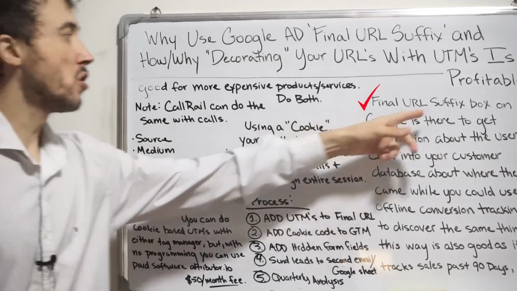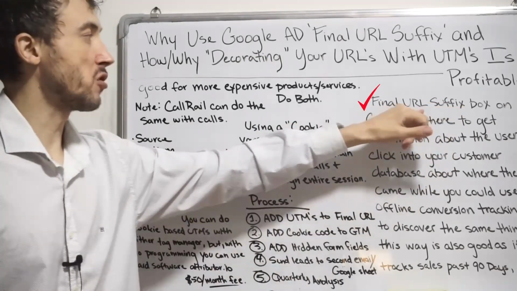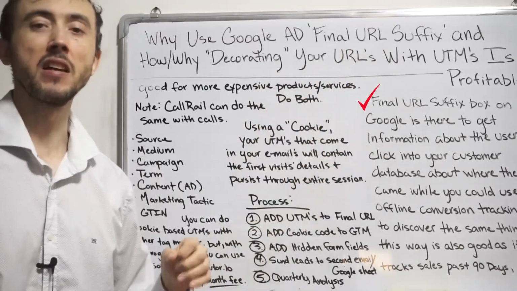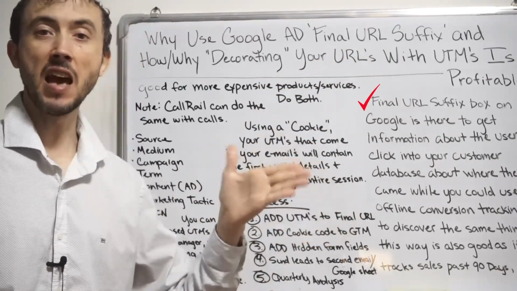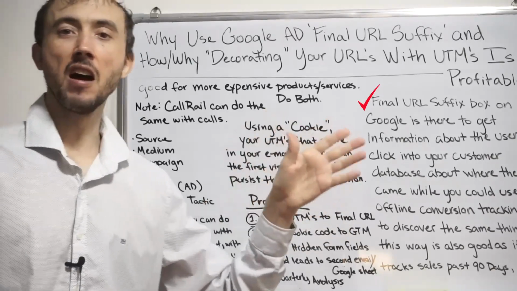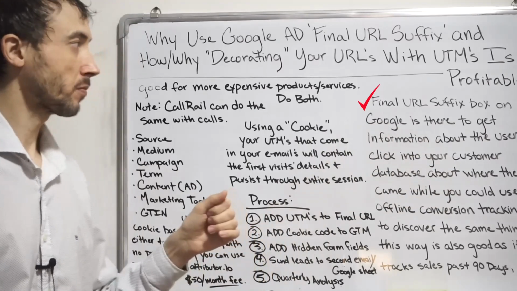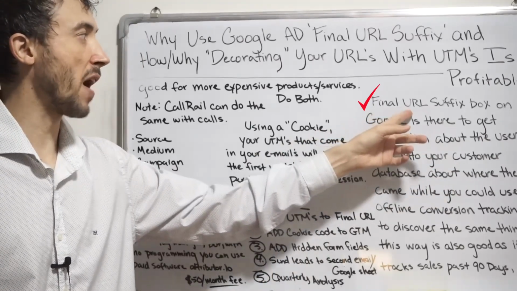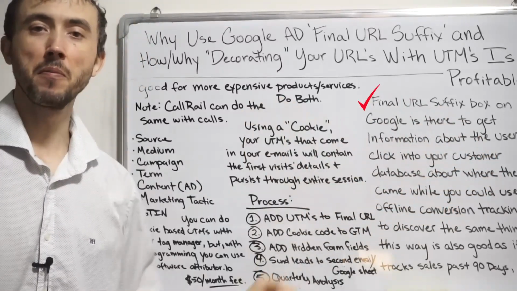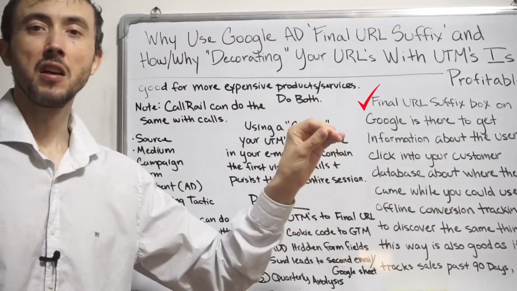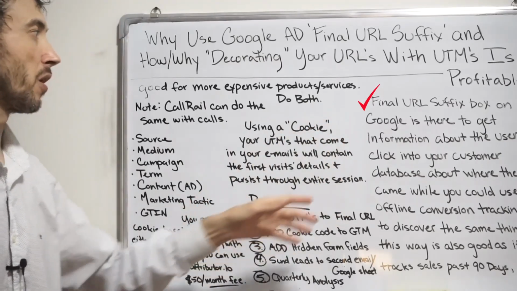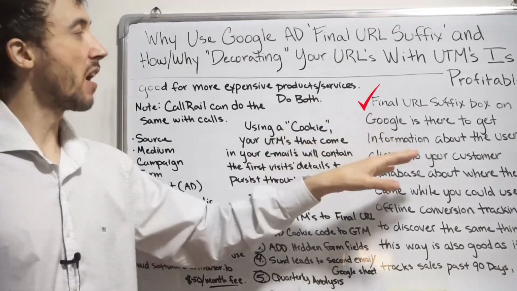So the final URL suffix is the actual feature, the box, on the Google Ads editing menu. If you go into any ad in your account and edit the ad, under the advanced URL options you'll find a box called final URL suffix next to the tracking template box. Currently you have to hit the drop-down button to even see it, so it's not there unless you're really checking for it. But that box is there to help.